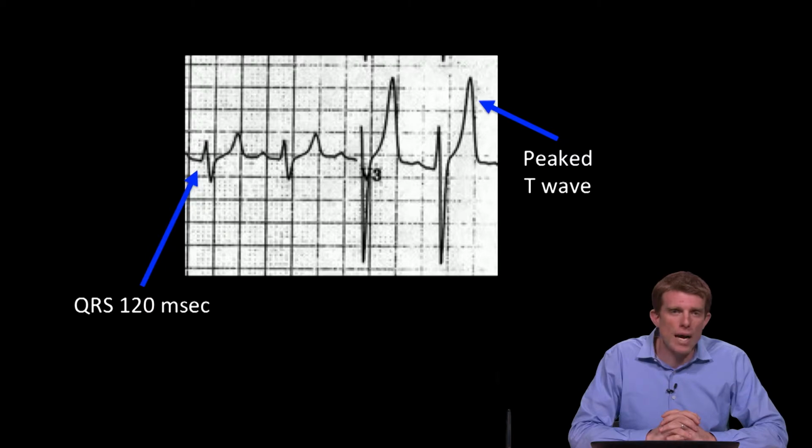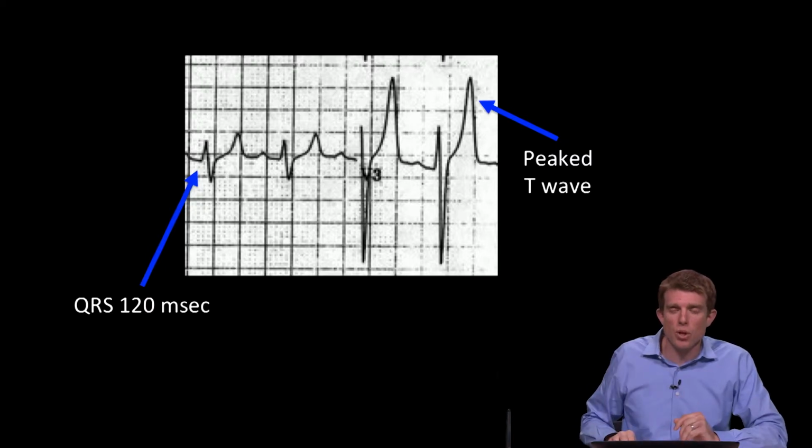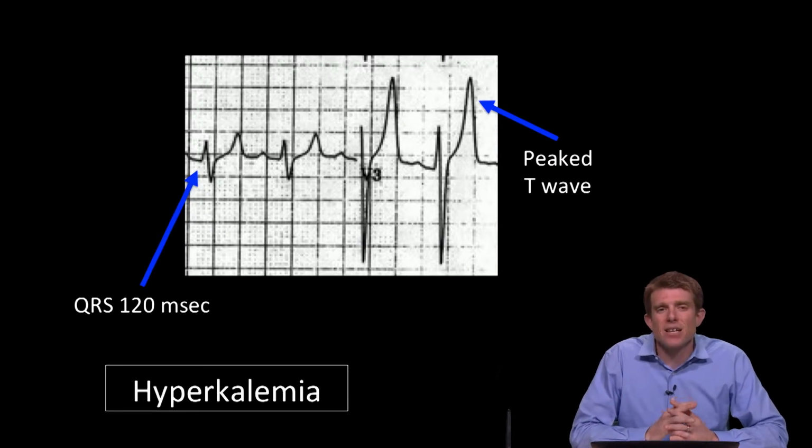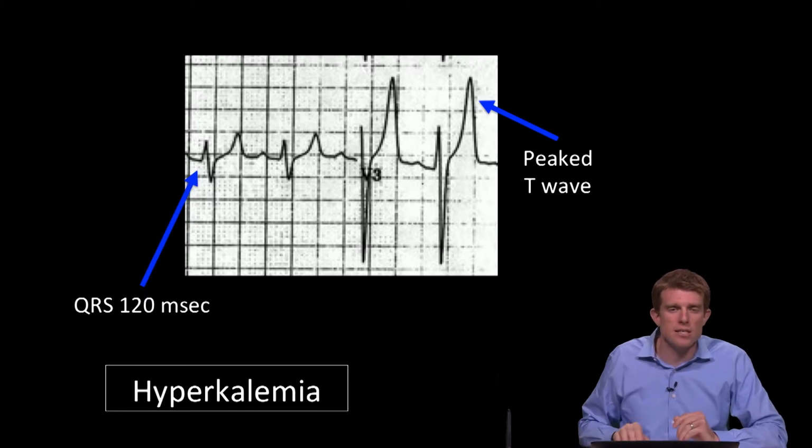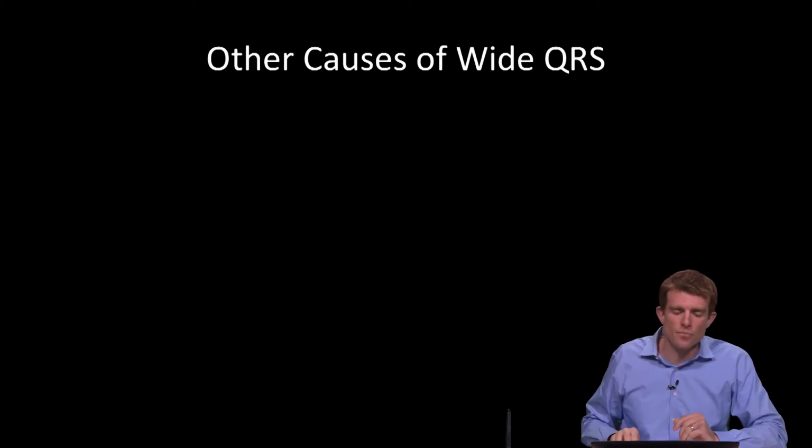So if you see a wide QRS or you see tall peaked T waves that would look painful to sit on, those are both signs of hyperkalemia, which can be a life-threatening condition where patients can go into a ventricular dysrhythmia very easily. So you don't want to miss this on ECG.